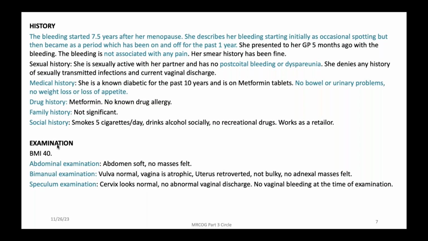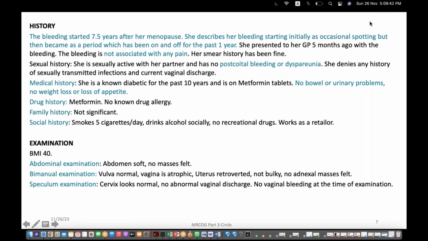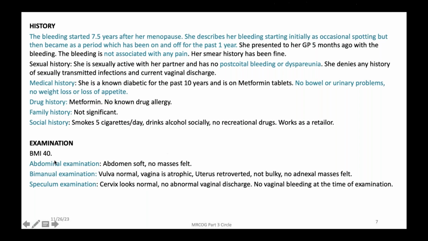Okay, so abdominal examination, soft, no mass is felt. Bimanual, vulva is normal, vagina is atrophic. It can be expected in such an age group, but then again, don't just focus on that. The reason would be atrophic vaginitis, because given the duration and the amount of bleeding, and she doesn't have any dyspareunia or postcoital bleeding, it's highly unlikely that that's the reason for her bleeding. Uterus retroverted, not bulky, no adnexal mass is felt.